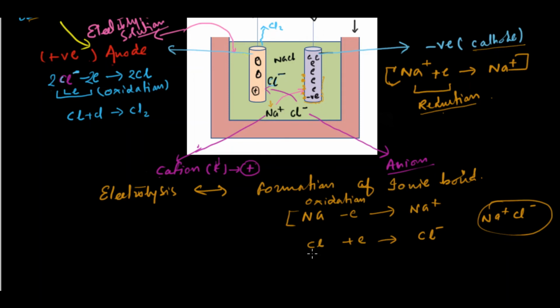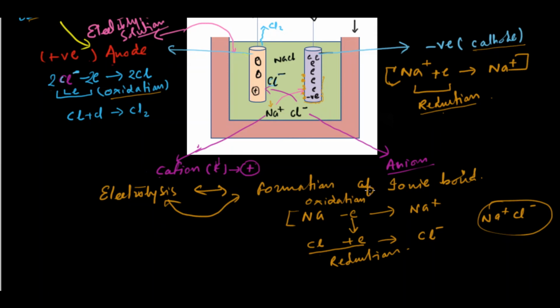Now here you can see at the same time chlorine is gaining the same electron which is being lost by the sodium. So in the formation of ionic bond, chlorine is gaining electron, so it is going through the reduction. And in the electrolysis chlorine is losing electron, which is the process of oxidation. So the process here is completely opposite. Metal is going through the reduction and non-metal is going through the oxidation, as opposed to the formation of ionic bond, where metal is going through the oxidation and non-metal is going through the reduction. So that's why electrolysis is just opposite of formation of ionic bond.